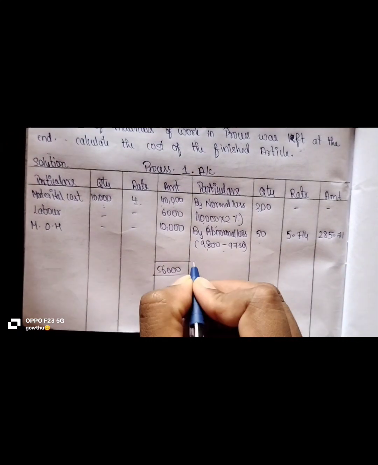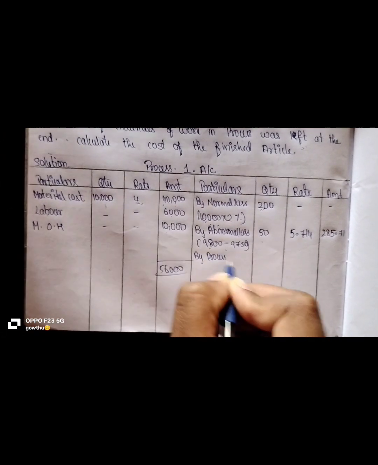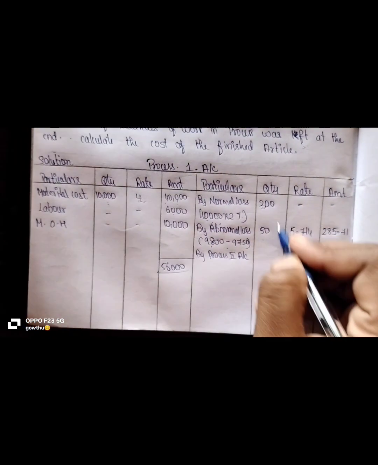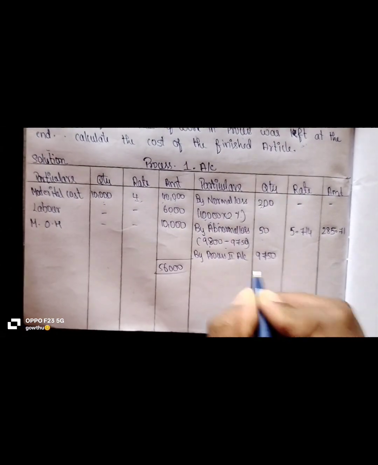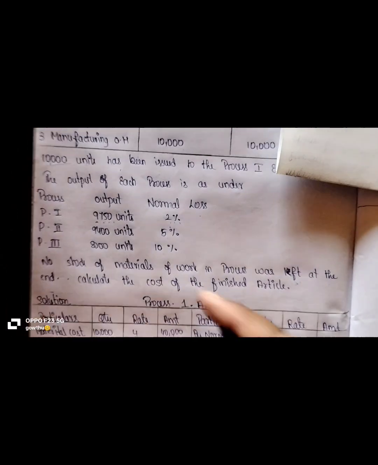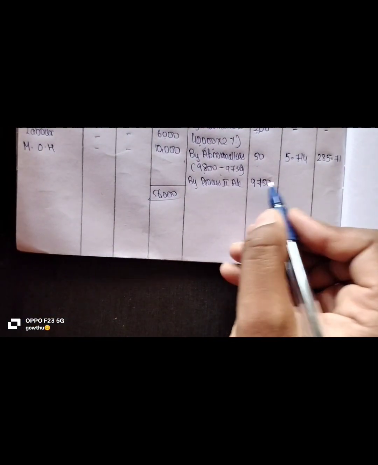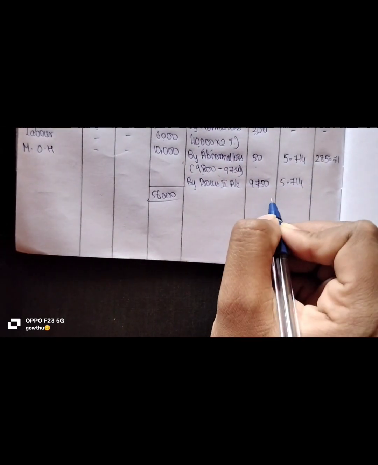Now we have to calculate the process 2 account. This is the balancing figure. Here what is the left out amount? That is 9,750. This we have to write, seeing from here. 9,750 is there, the same we have to take here. Then the cost is 5.714. If we multiply, we will get one value.